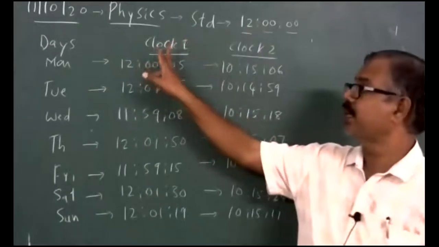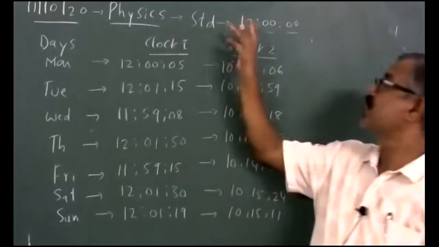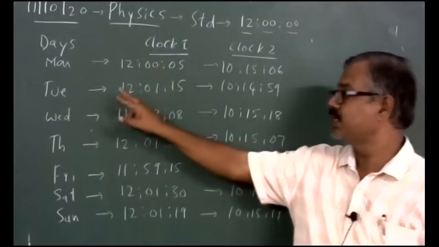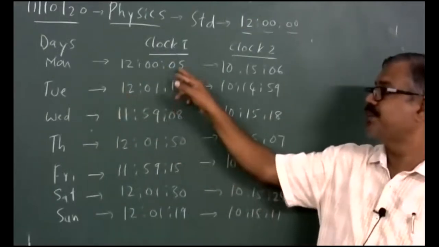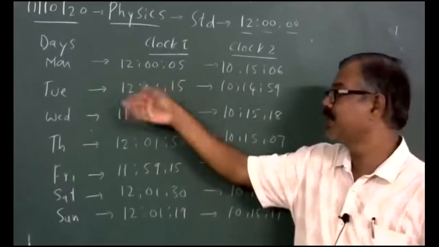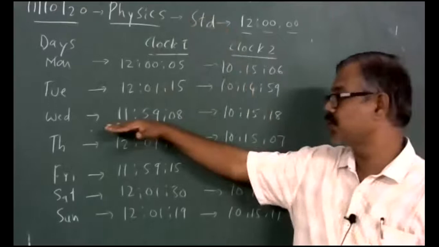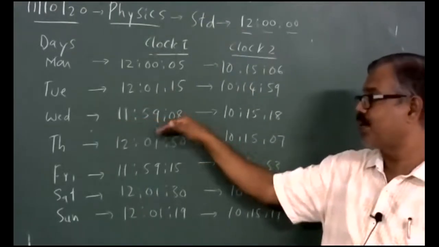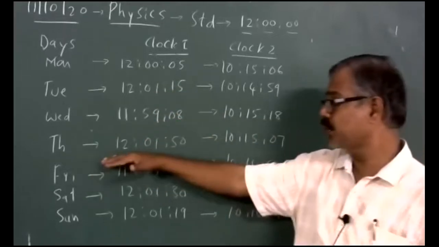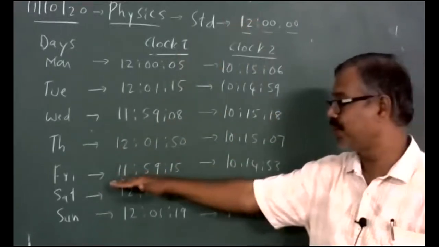Whereas when I check my clock 1 and clock 2, let me go to clock 1. When I check clock 1 on Monday with respect to the standard clock, it reads 12 noon, 0 minutes, 5 seconds. Tuesday it reads 12 noon, 1 minute 15 seconds, which means earlier it was 5 seconds ahead and now it is 1 minute 15 seconds ahead. It is showing a different value. It is called a variation. Wednesday, it shows 11 hours 59 minutes. It is lagging now. It was ahead, and the variation is now minus. Thursday, 12 hours, 1 minute 50 seconds.